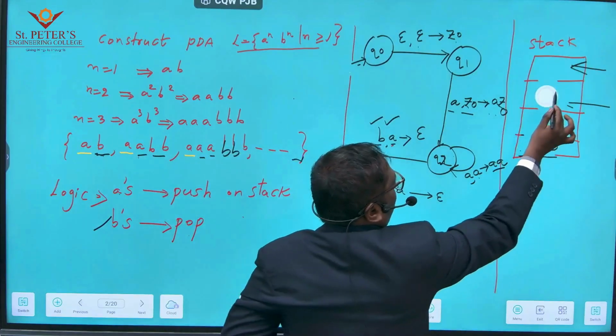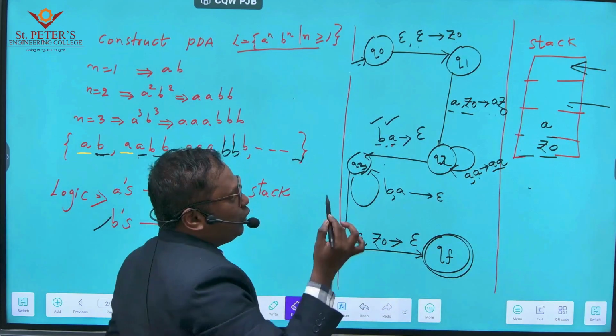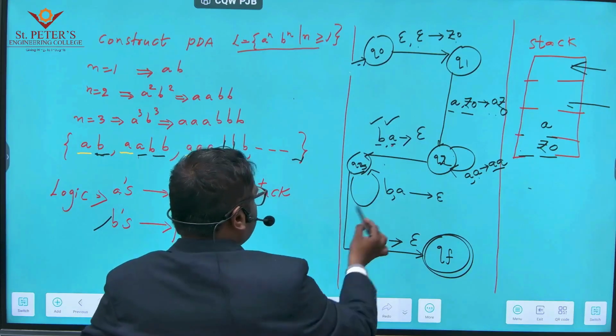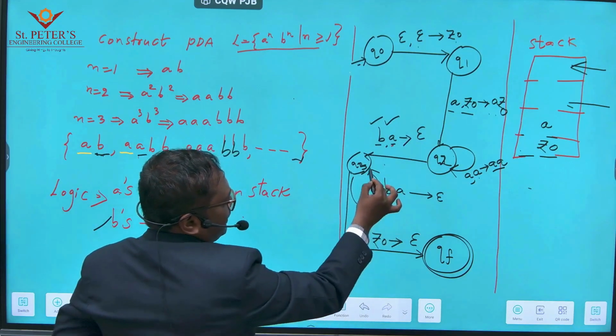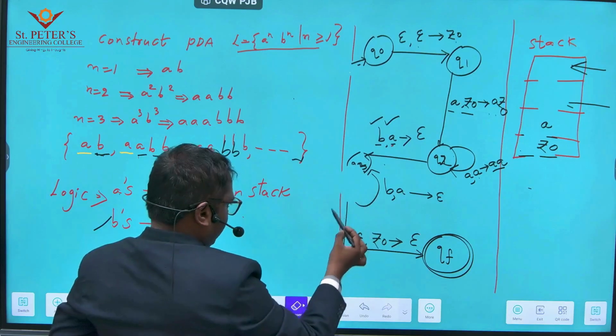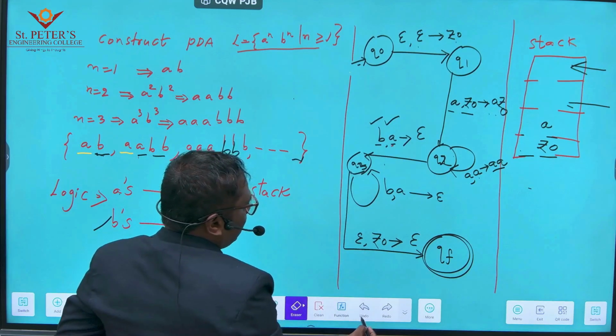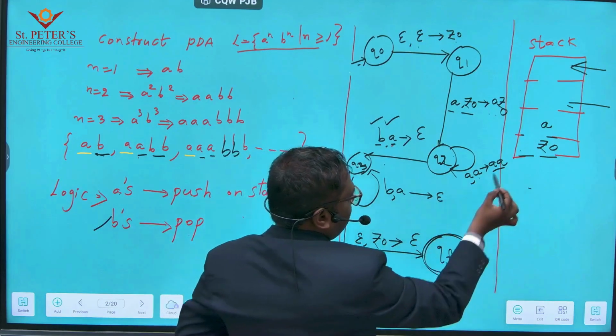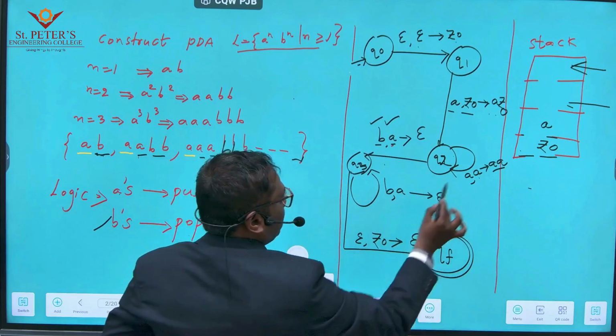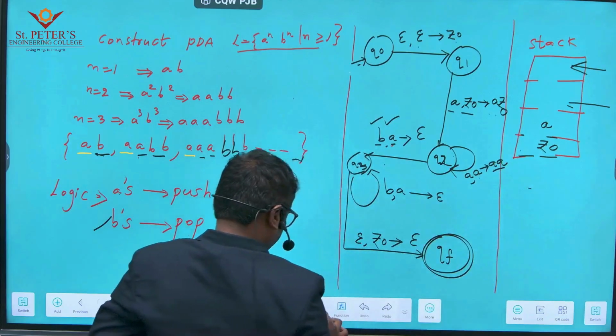For every B, I am going to pop one A from the top of the stack. So here when the second B is encountered, I am going to pop that A from the top of the stack. Yes, I am popping it.